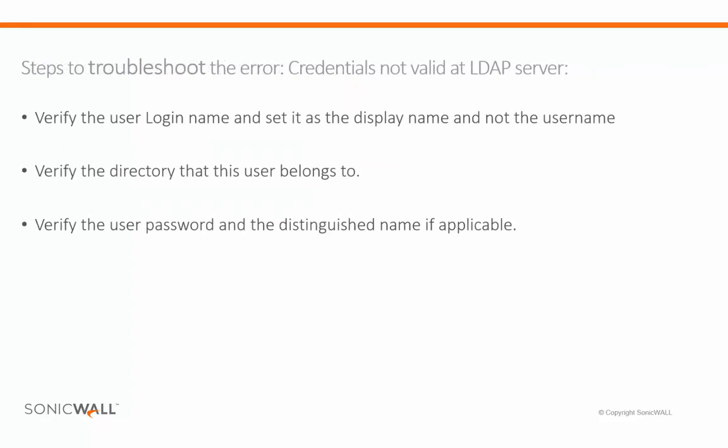In order to troubleshoot this issue, we need to verify that the username provided is the display name and not the username. The user whose credentials are provided should belong to the directory which is specified under the option Use Tree for Login to Server. In case Give Bind Distinguished Name is selected, we need to make sure it is correct and also verify the password entered for the user.